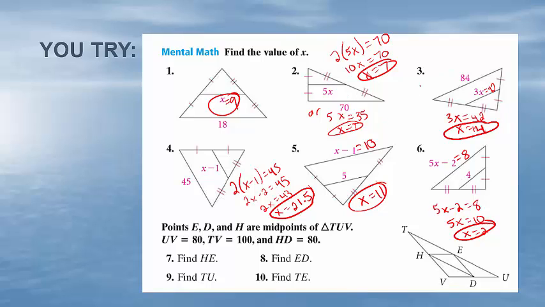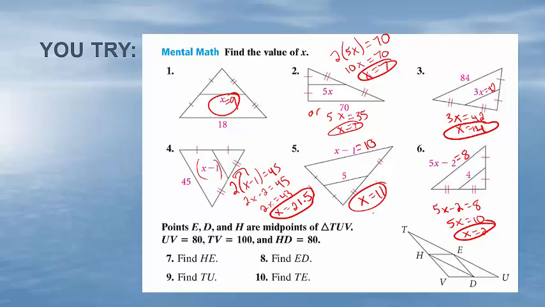You get 7. Number 3, I realize this smaller piece should be half of 84, which is 42, and that means x is 14. Number 4, I have to multiply the smaller times 2, and because it's an expression, I have to make sure I'm using the distributive property. And then number 5 should be 11, and 6 would be 2.